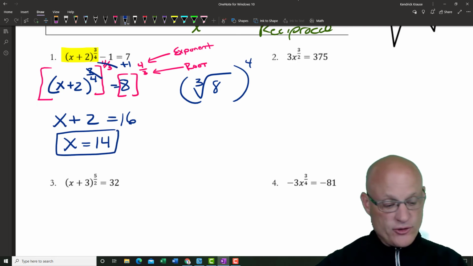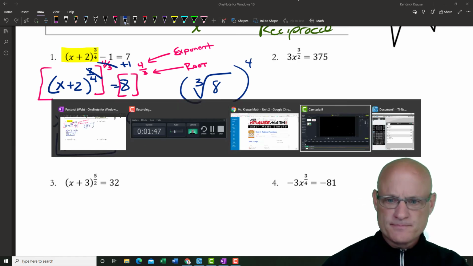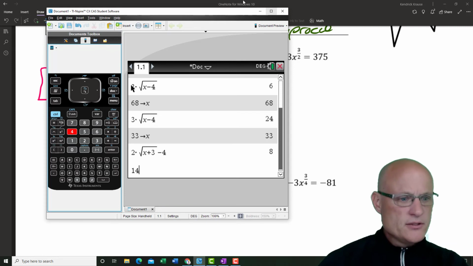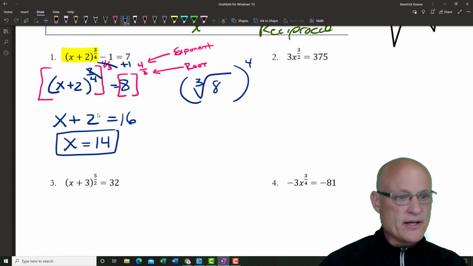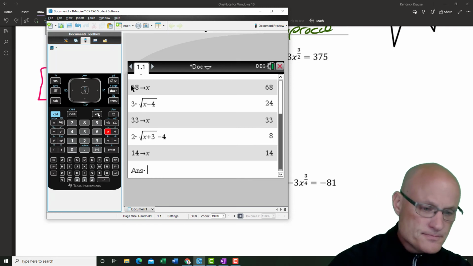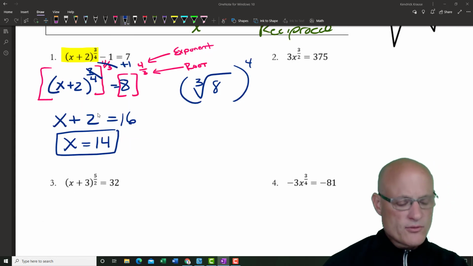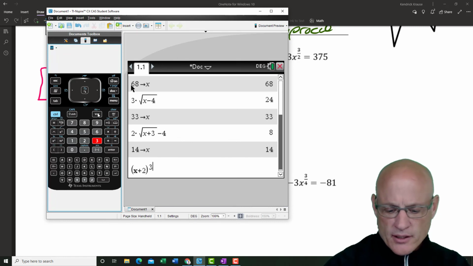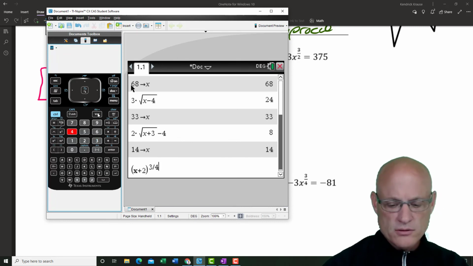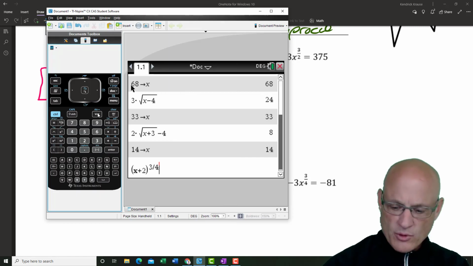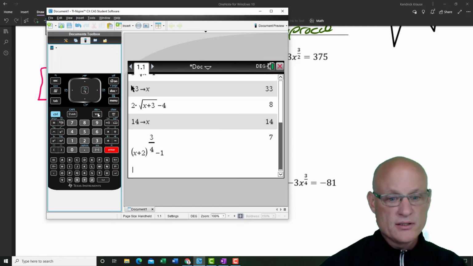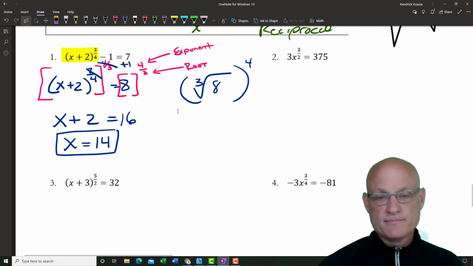Now, again, I would just use the calculator to check this. 14, control bar x, press enter, and then x plus 2 raised to the 3/4, 3 divided by 4, minus 1 should be 7. And 7 it is. Okay, so keep going.